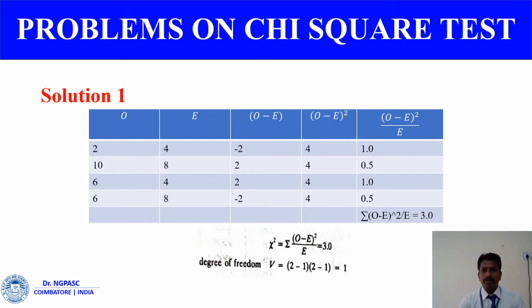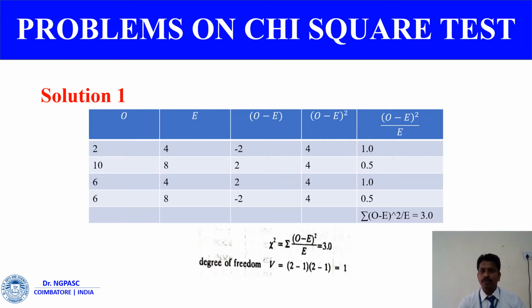Next, to calculate observed frequency minus expected frequency whole square. Minus 2 whole square equal to 4. 2 square equal to 4. Again 2 square equal to 4. Minus 2 square equal to 4.